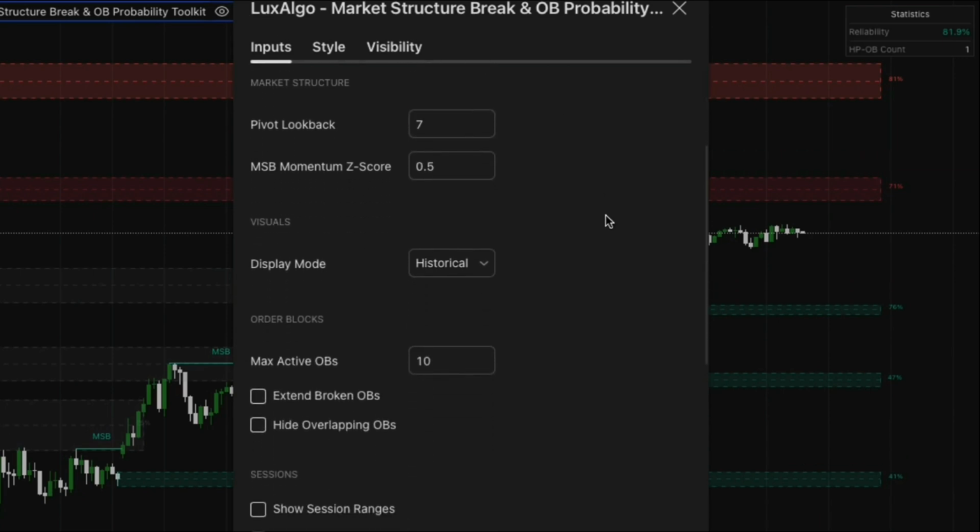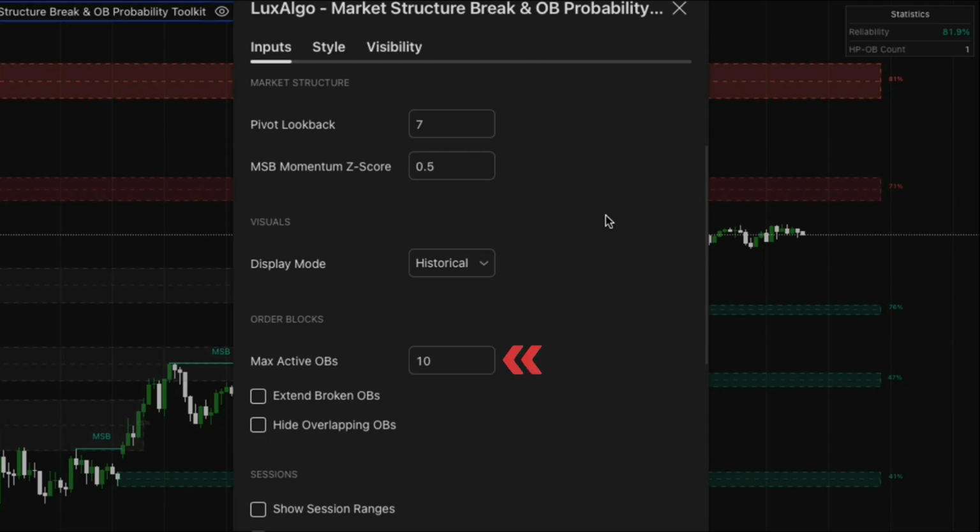Open the settings panel and start with the pivot lookback. This controls how sensitive the structure detection is. For most time frames, a moderate value between 20 and 30 bars works well, keeping structure clean without being overly reactive. Next is the momentum z-score threshold. This is the key filter. Setting it around 1.5 to 2.0 will ensure that only high conviction structure breaks appear. If you trade lower time frames, you can slightly reduce this to capture more opportunities while still avoiding noise.